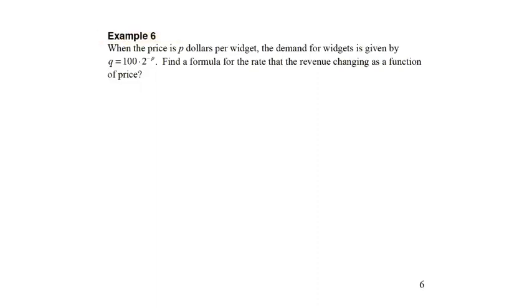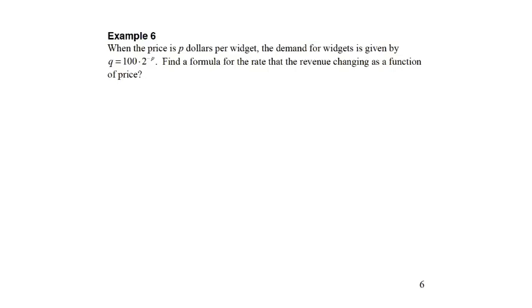Example 6. When the price is P dollars per widget, the demand for widgets is given by Q equals 100 times 2 to the negative P power. Find a formula for the rate that the revenue changes as a function of price.